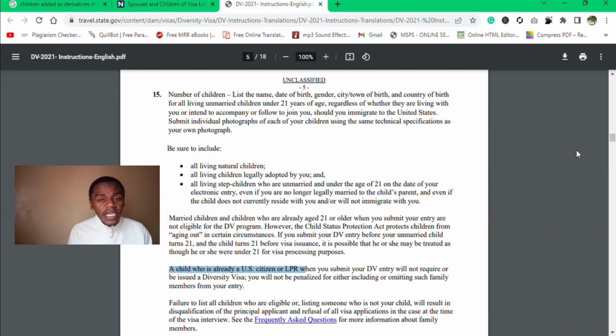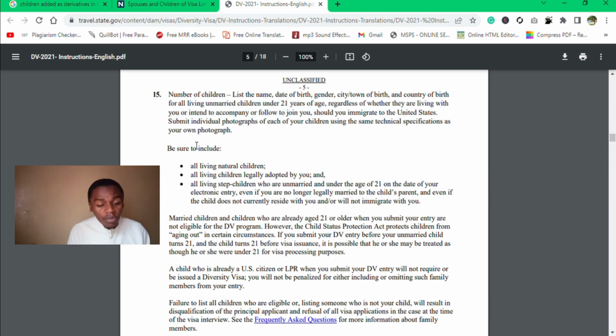Having known that, with me here is a document from travel.state.gov, as you can see up here. And in this number 15, it covers the children. And this is what it says. We shall go through it with you. When applying in the Diversity Visa Lottery, you are supposed to list the number of children that you have. And you also include all these details about the children. And we see here, it says all unmarried and under the age of 21 years of age, regardless of whether you are living with them or intend to accompany you or follow to join you.